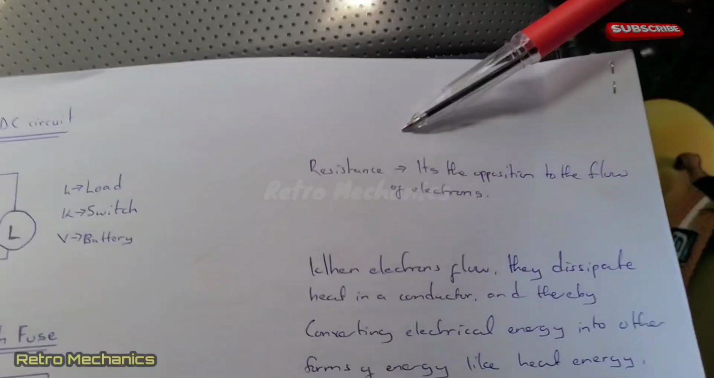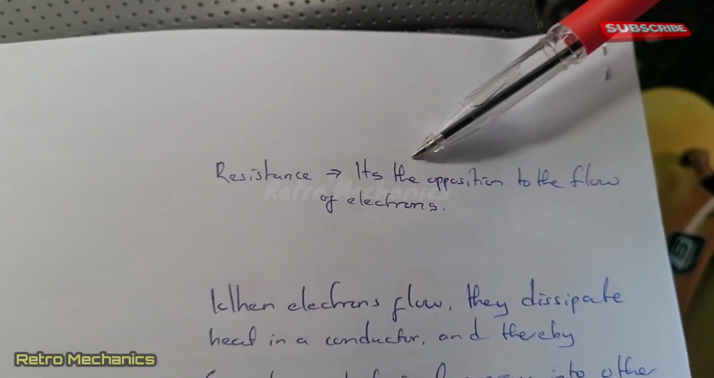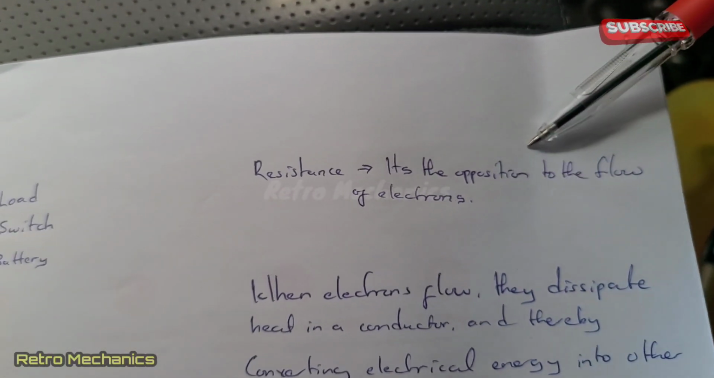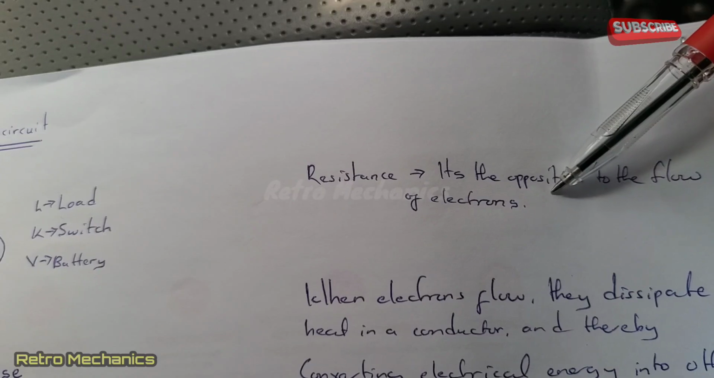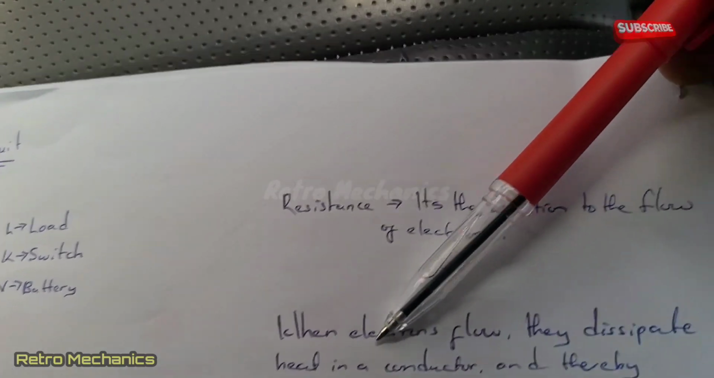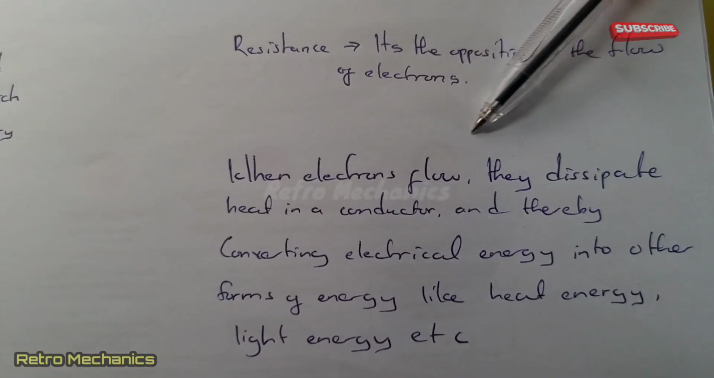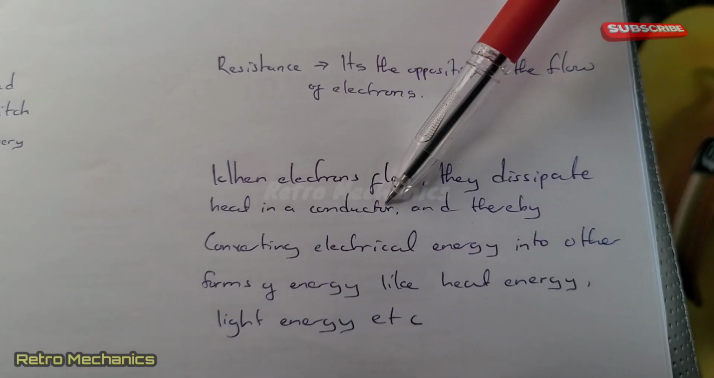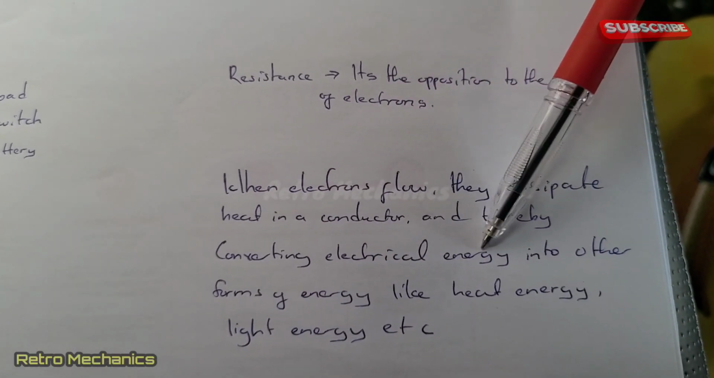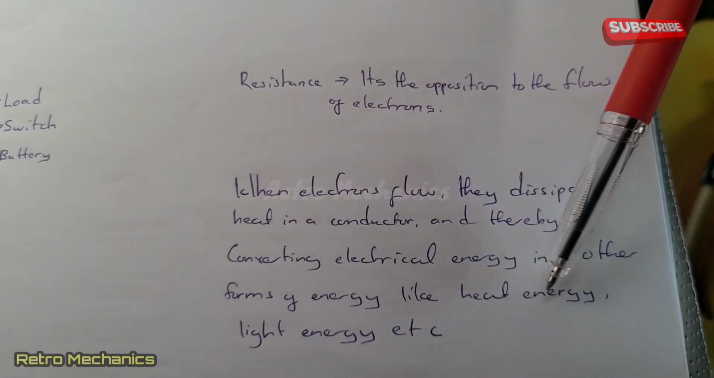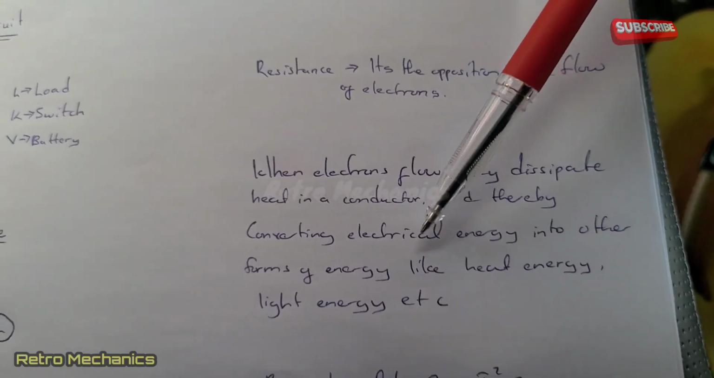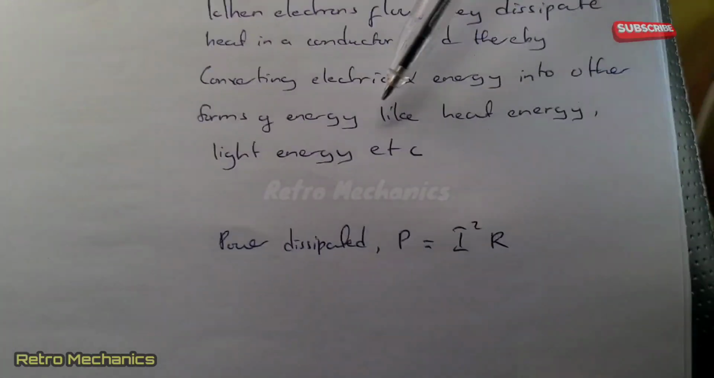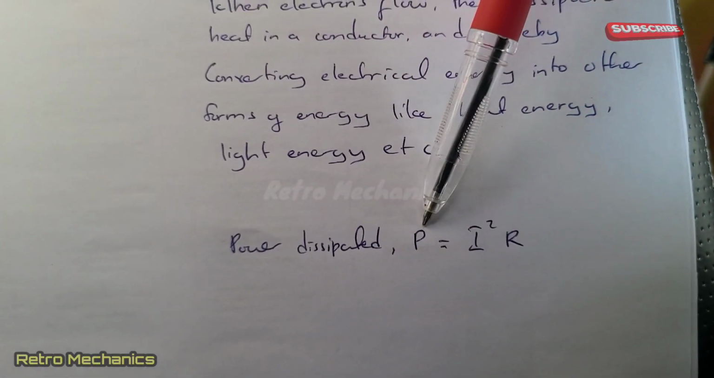Resistance, I hope you can see my handwriting very clearly. Resistance is the opposition to the flow of electrons. When electrons flow, they dissipate heat in the conductor, thereby converting electrical energy into other forms of energy like heat energy, light energy, etc., as we've seen.